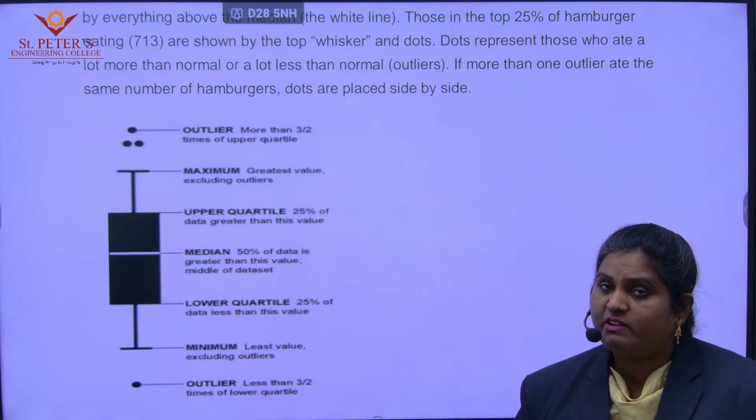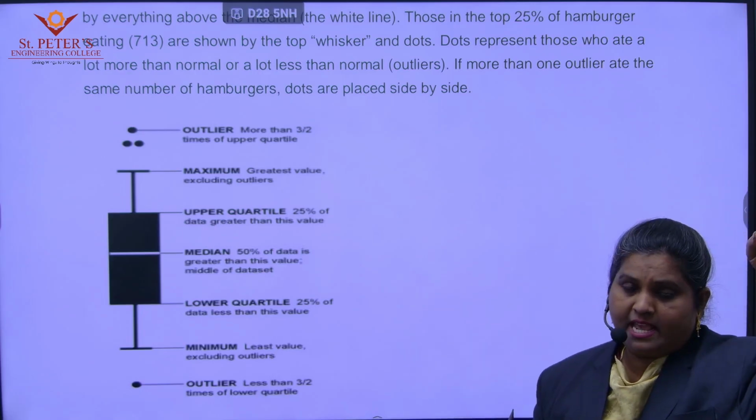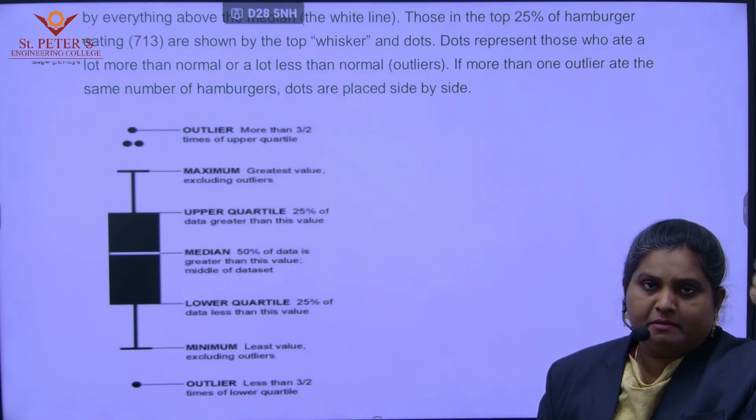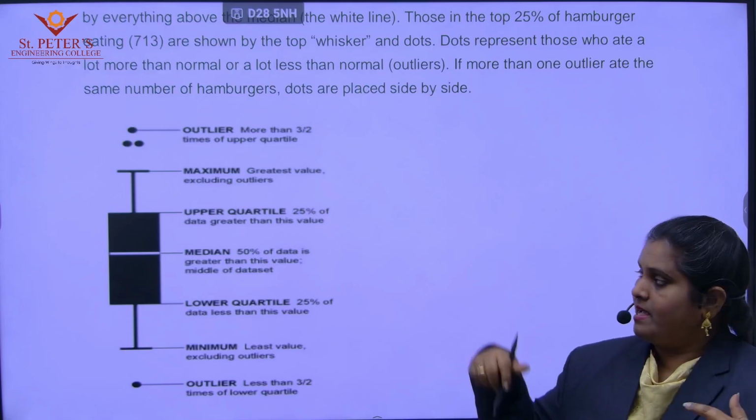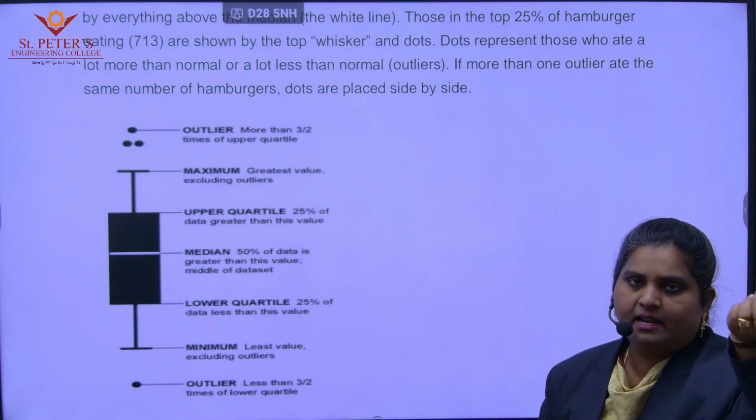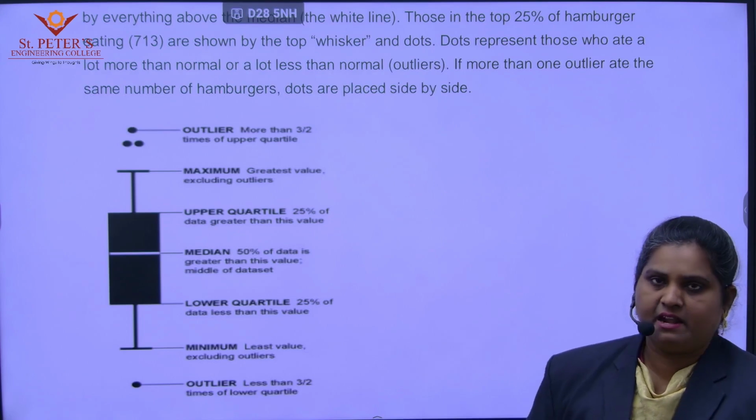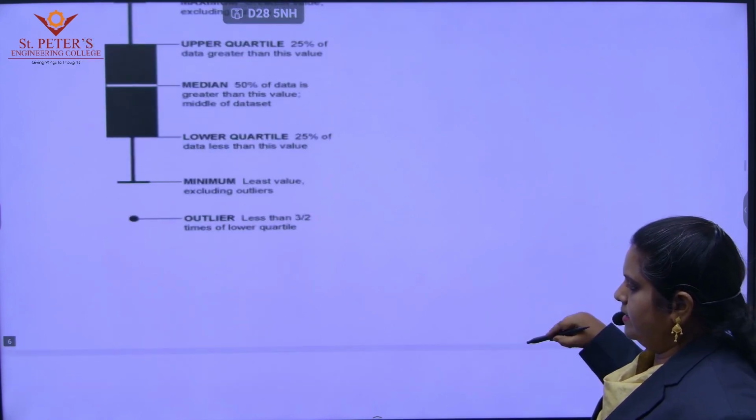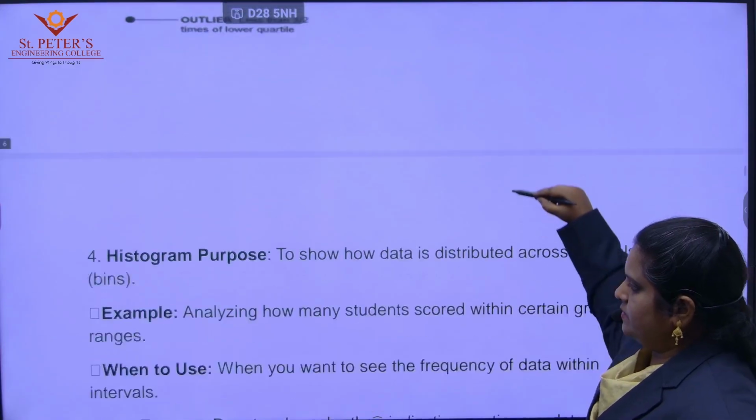So what all will be available here? Outliers, that means out of range, they kept the minimum and the maximum, and after that they kept the upper and the lower, and the middle, the median, will be there. So to identify this, we are using this.